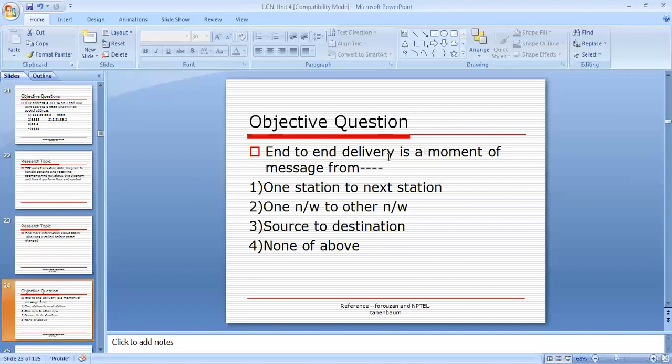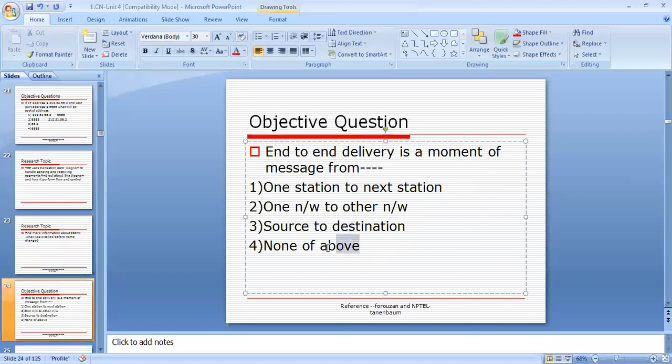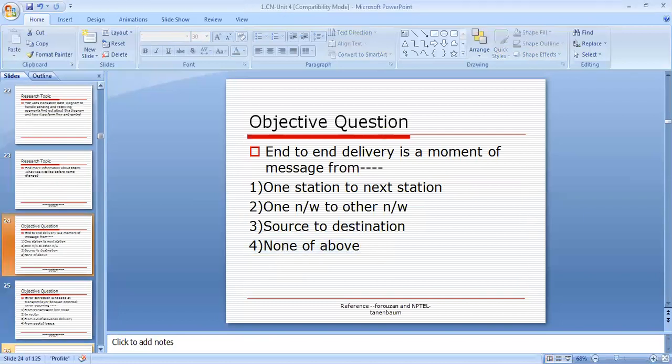Then, end-to-end delivery is the movement of a message from one station to the next station, one network to another network, source to destination, or none of the above. The right answer is none of the above, because it is process-to-process communication. So here today I am completing the basic introduction to the transport layer and the port addressing scheme.